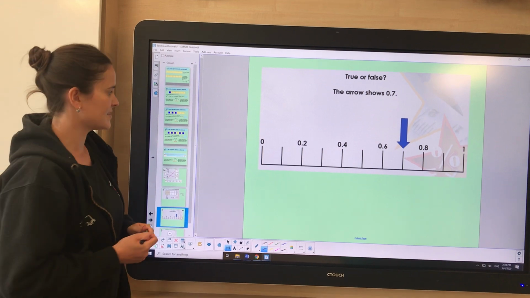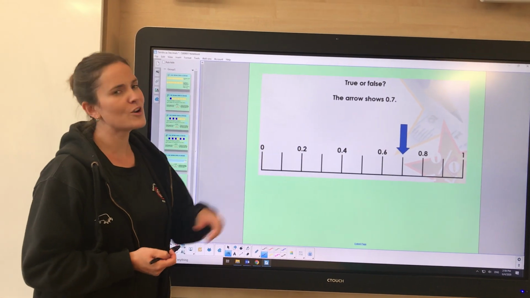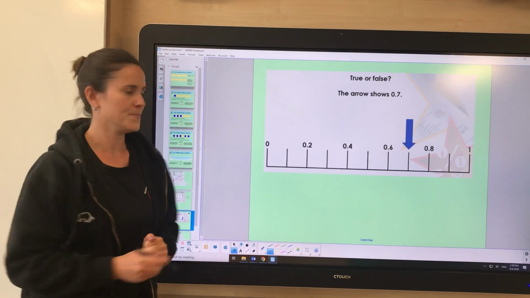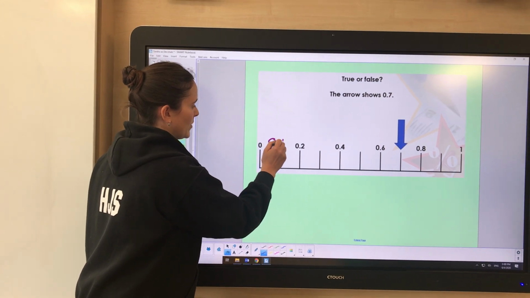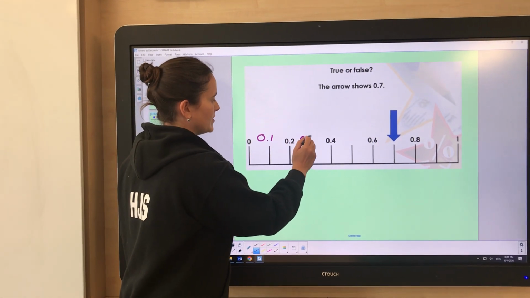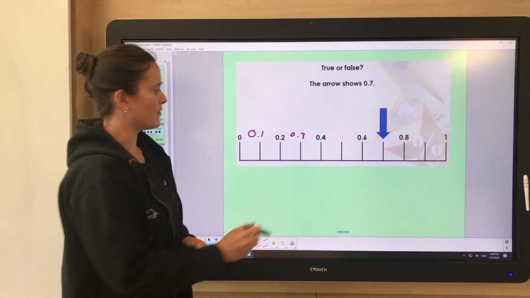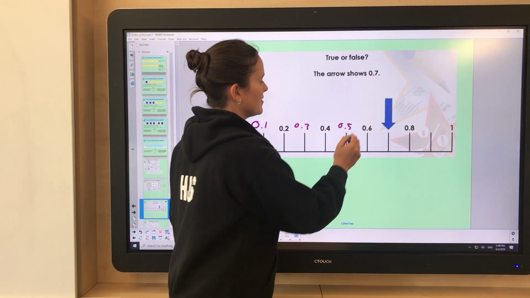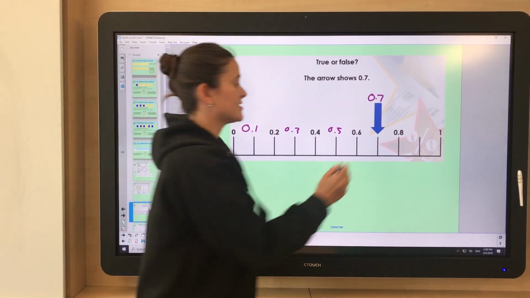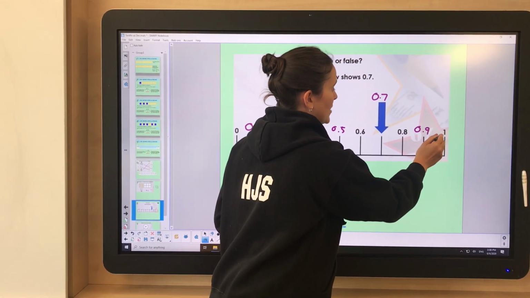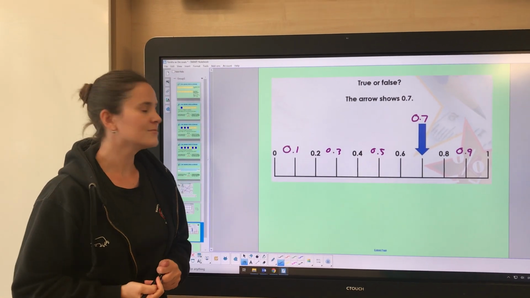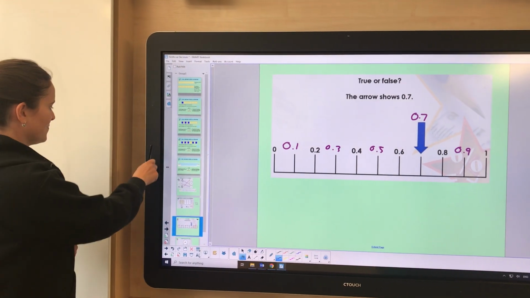So what I would do to answer this question is to fill in what is missing from the little black lines. So 0 and then 0.2. What comes in between 0 and 0.2? The number 0.1. So this one here would be 0.1, and you would go along in that pattern. So 0.2, then 0.3, 0.4, 0.5, 0.6, 0.7, 0.8 and 0.9 before you get to 1. So the arrow shows 0.7. Is that true or false? It is true in that situation.